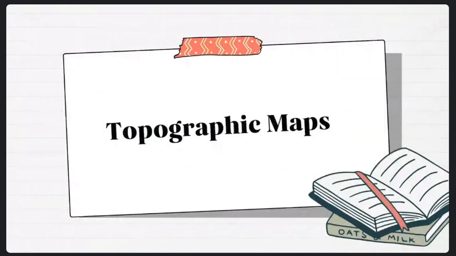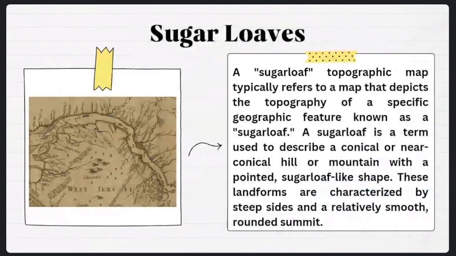So, what are the different kinds of topographic maps? Sugar loaves. A sugar loaf topographic map typically refers to a map that depicts the topography of a specific geographic feature known as a sugar loaf. A sugar loaf is a term used to describe a conical or near conical hill or mountain with a pointed, sugar loaf like shape. These landforms are characterized by steep sides and a relatively smooth, rounded summit.